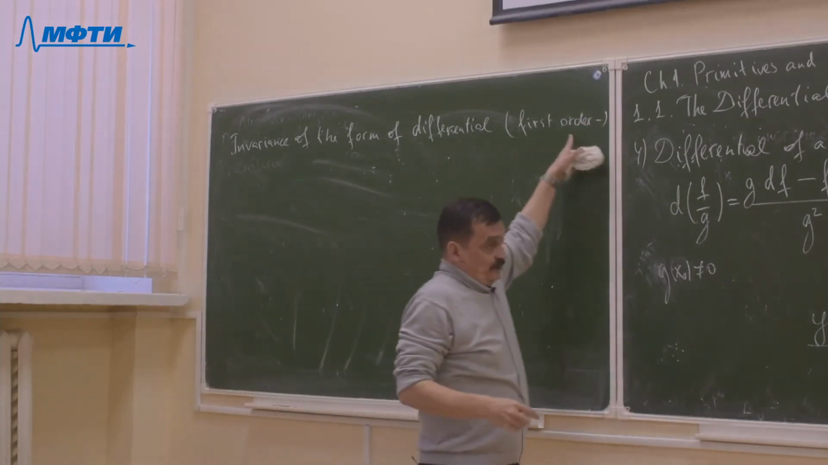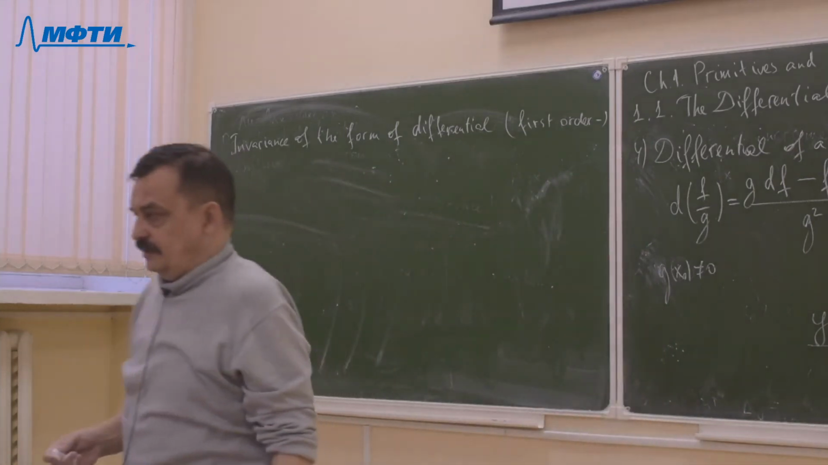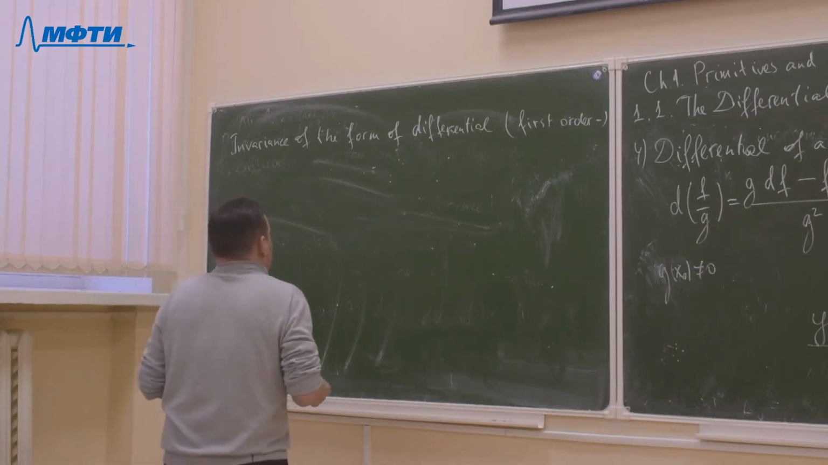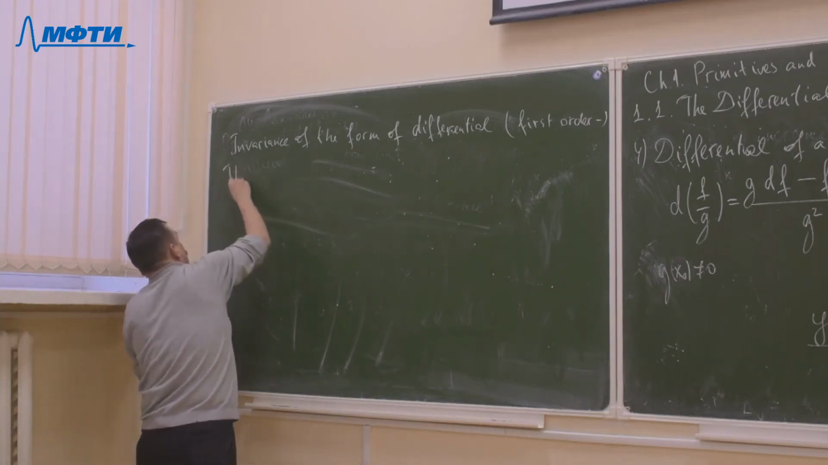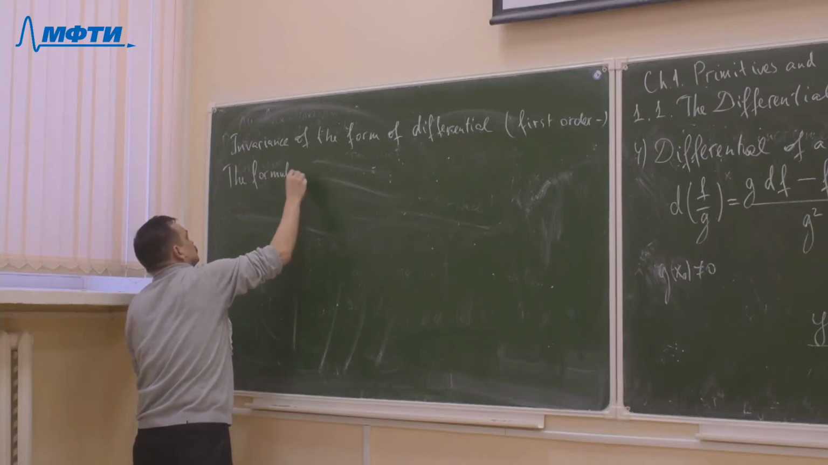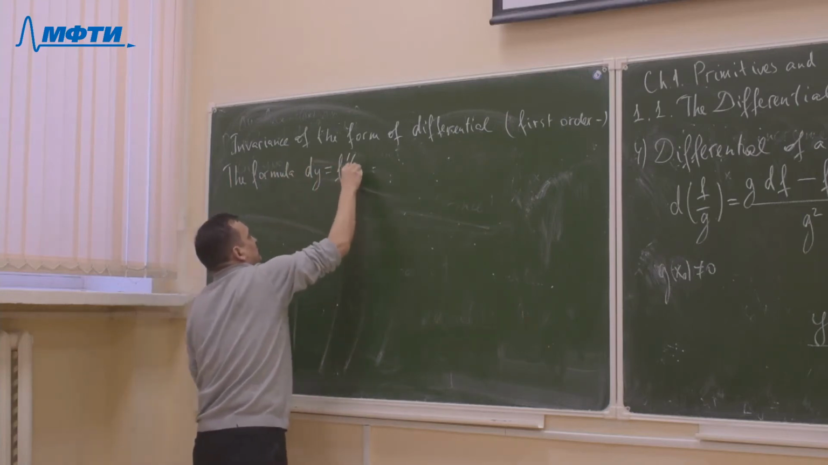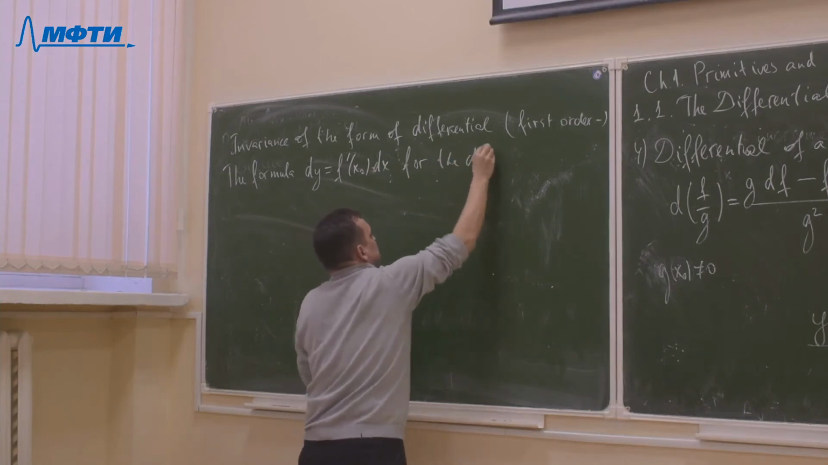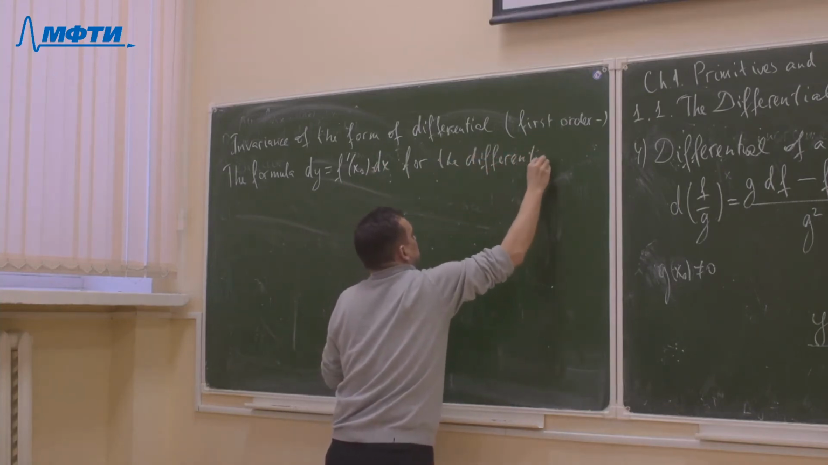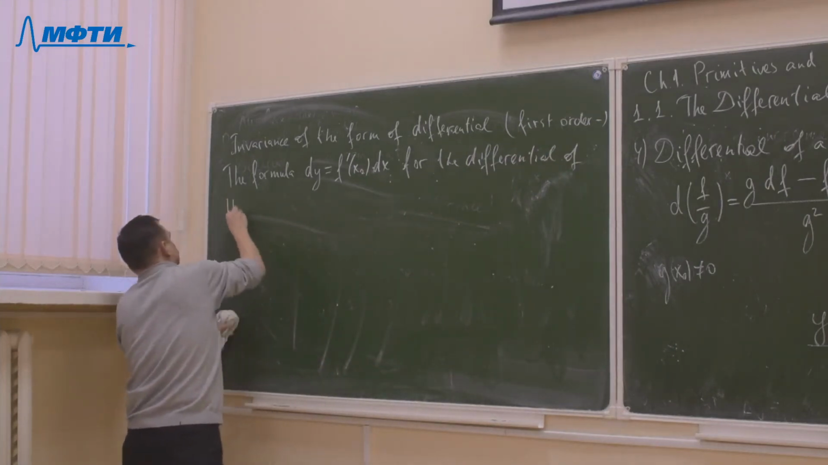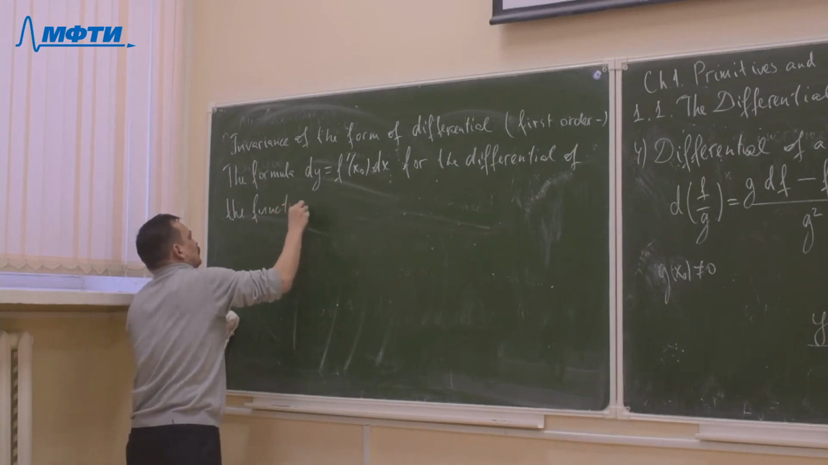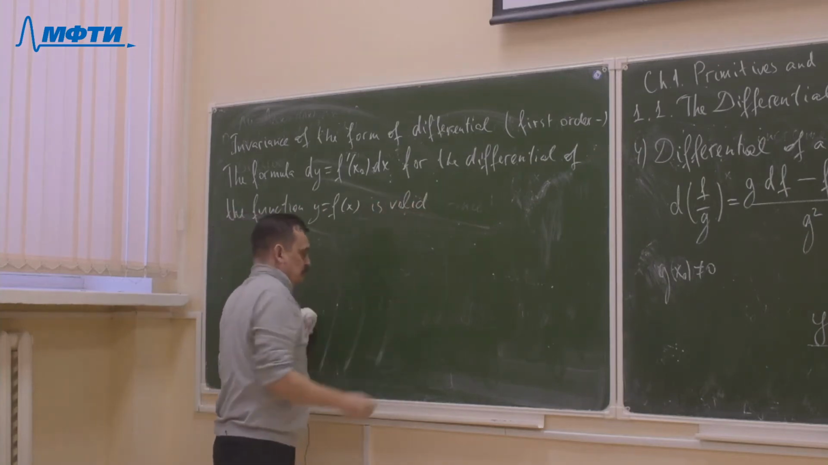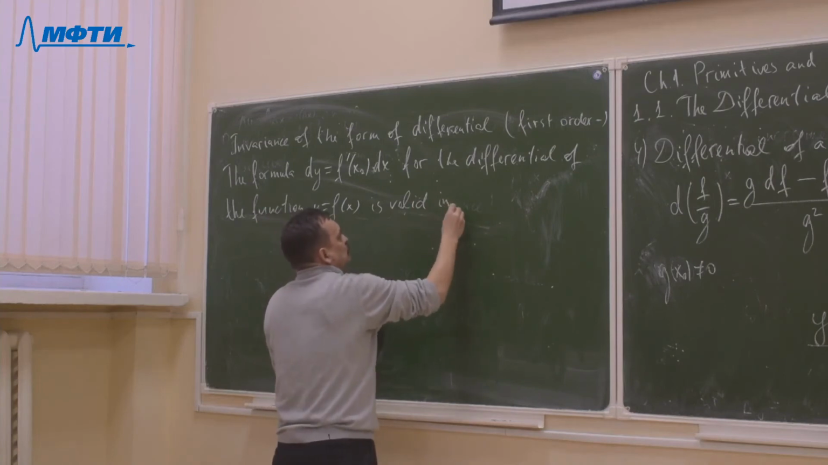I didn't use the words first order yet. I'll use it a little bit later. So, what does it mean? The formula dy equals f prime at x naught dx for the differential of the function y equals f of x is valid in both cases.